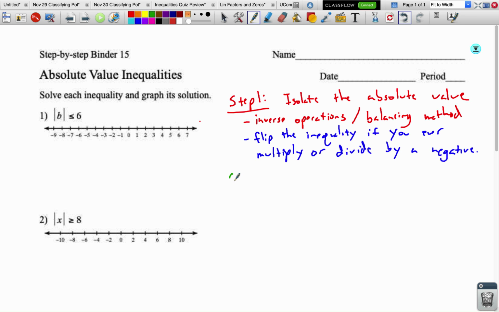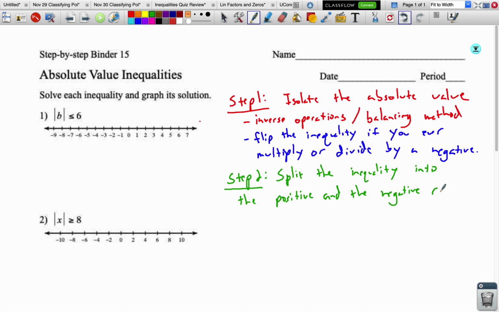Okay, step 2. After you have isolated the absolute value brackets, you want to split the inequality into the positive and the negative case. For the positive case, you're going to drop the absolute value brackets.